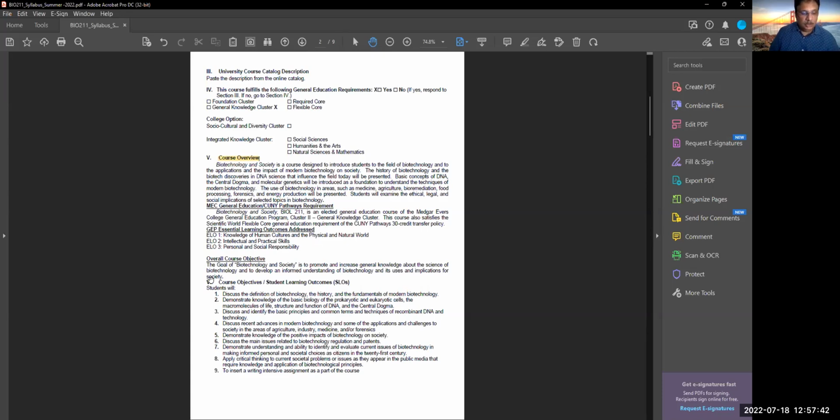Now I move to the learning objectives of this course, or let's say the student learning outcomes. Meaning, what are you going to gain from this course? This is listed as 9 points. Number one is to discuss the definition of biotechnology, the history, and the fundamentals of modern biotechnology. This definition and history I will be covering all throughout this course.